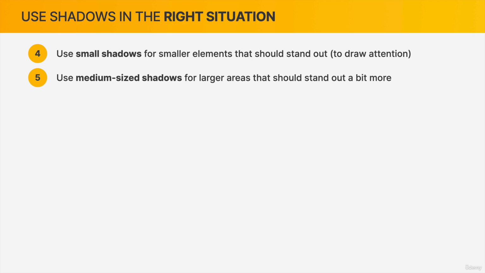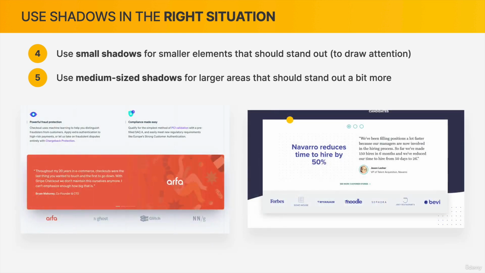So next, let's talk about medium-sized shadows that we usually use for larger areas that we want to stand out even more than these smaller elements that we just talked about. So this technique of using medium-sized shadows is used all the time to make entire sections completely float above the page. So basically to make them stand out from the rest of the page. And these two examples show that in a very beautiful way.